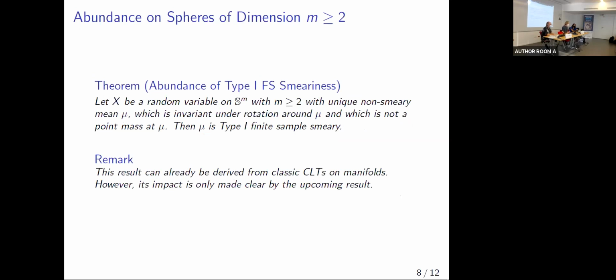Now let's look at the same thing for the spheres. Here, if we have a random variable on a sphere with a unique non-smeary mean, which is invariant under rotation around the mean, right? And which is not a point mass, then it is always type 1 finite sample smeary. And this can already be seen from the classical central limit theorem of Bhattacharya and Patrangenaro if you really calculate what this covariance of the mean is. So this is maybe for some people not so surprising. However, I think the impact will become a little clearer in a few moments, and therefore I think it's still worth mentioning here.